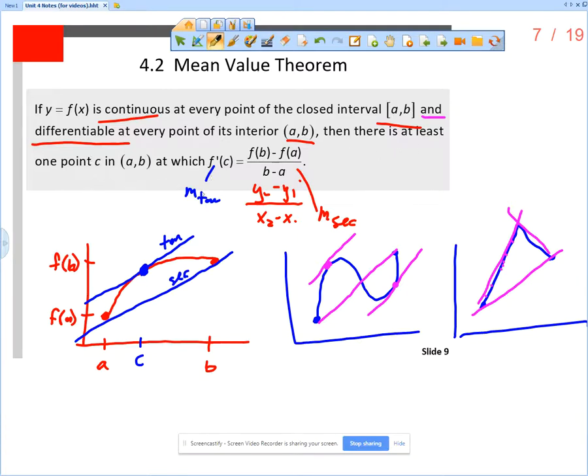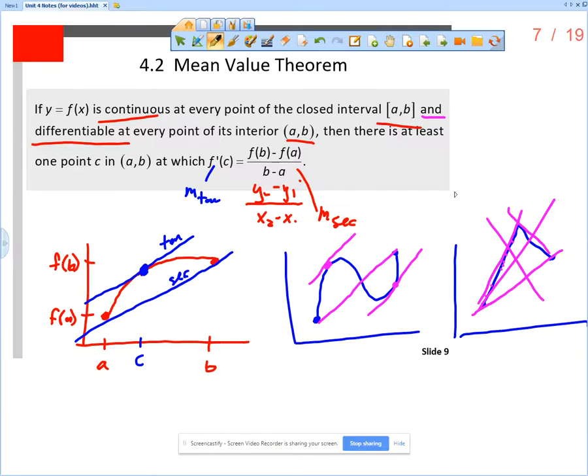Where the derivative, or the slope of the tangent, is equal to the slope of the secant. So the mean value theorem does not apply there because it's not differentiable. And it wouldn't apply if it was not continuous either. All right, so that is understanding the mean value theorem. Now, the mean value theorem is super important. The AP test will specifically refer to the mean value theorem, so you do have to have it memorized.